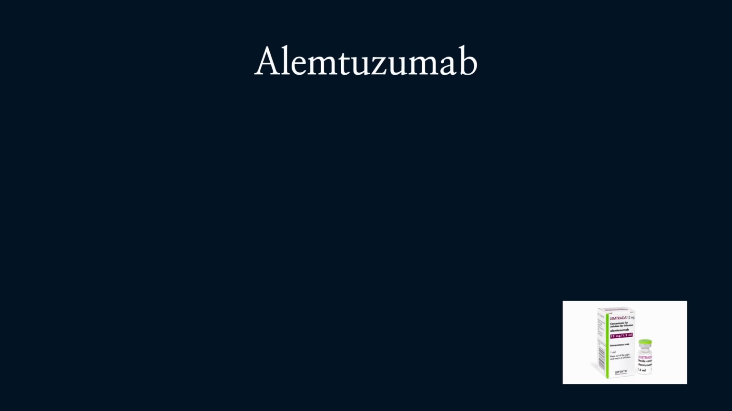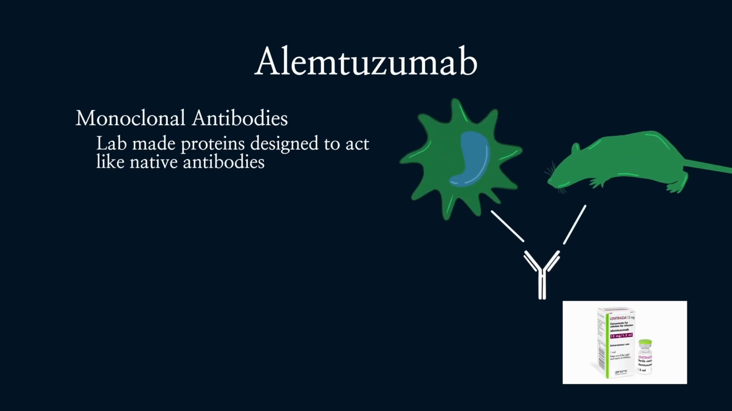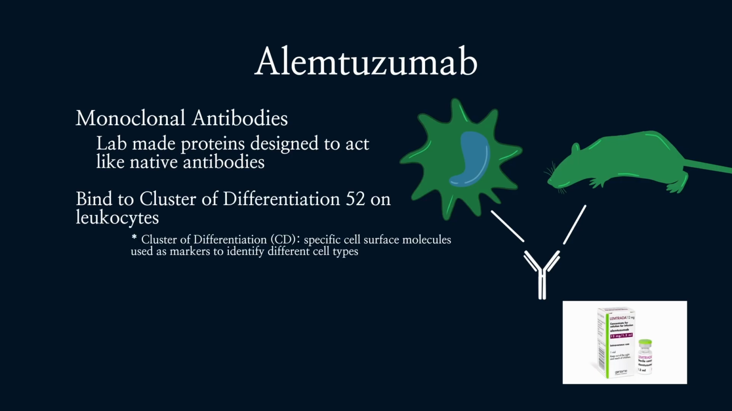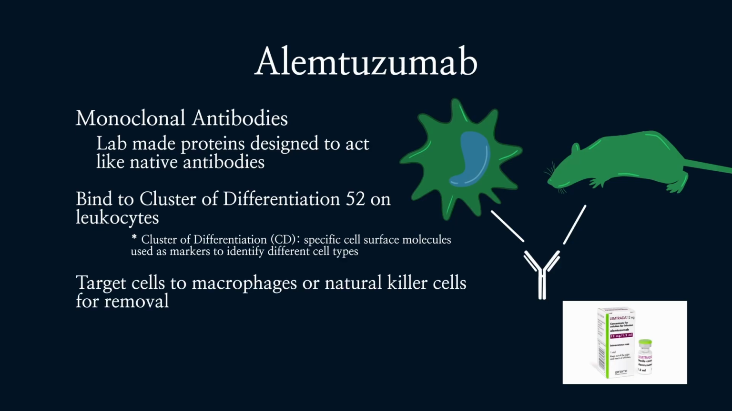Alemtuzumab belongs to a class of therapeutics called monoclonal antibodies, which are proteins designed and harvested in labs from organisms or cells that are designed to act like native antibodies. Alemtuzumab binds to lymphocytes, specifically the cluster of differentiation 52. When alemtuzumab binds to the lymphocytes, it targets them to macrophages or natural killer cells for removal.